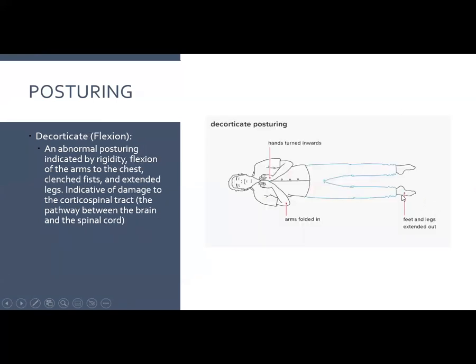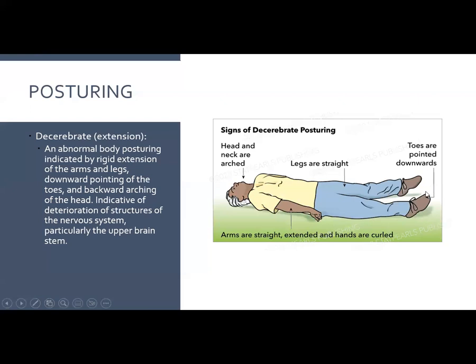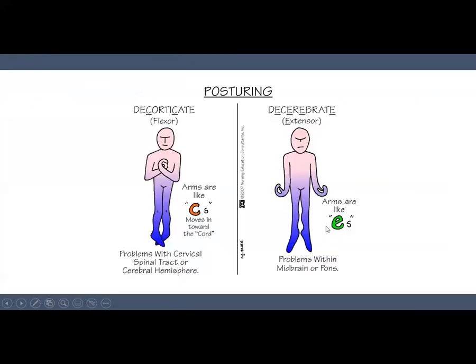So on here, we've got the feet and legs extended outwards. On here, we've got the toes pointed downwards. And like I said, pay attention to those arms too. I like this picture because it shows your flexor versus extensor. So decorticate, so CC, they're making arms look like C's. They're moving towards the cord, so towards the spinal cord. Problems with your cerebral spinal tract or cerebral hemisphere are going to cause this decorticate. Decerebrate is your extensors, so arms are like E's, and this is problems with your midbrain or your pons.